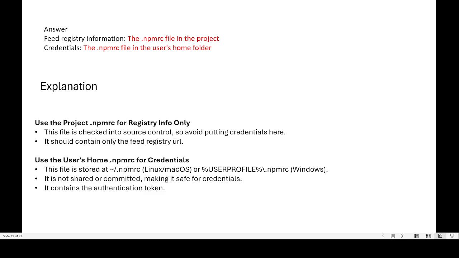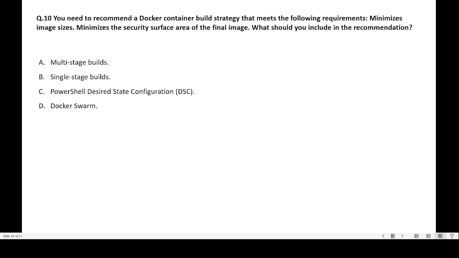Now the other option is to use the user's home .npmrc for credentials. This file is stored at different locations in Linux and Windows. These are the locations, right? And it is not shared or committed, making it safe for credentials, and it contains the authentication token. So it will stay on the user's machine and it will not be committed to the repo. Hence, the token will not be public. So this is the answer.